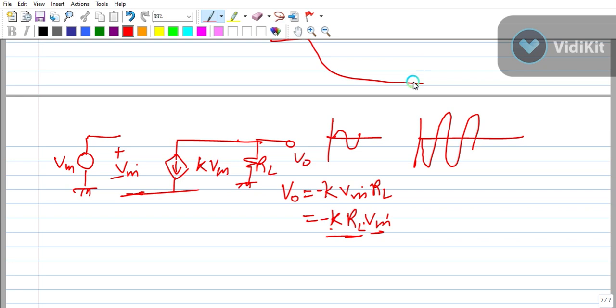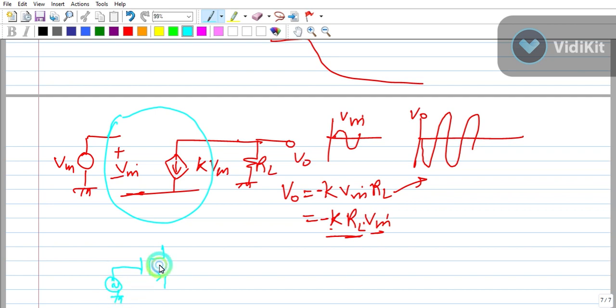So that's why it is like this. This is V out, this is V in. This is a voltage controlled current source, and we can create this with the help of the MOSFET also. MOSFET is also a voltage controlled current source. So we can create it like this. There we can give input, and there is RL and V naught. So this is an amplifier made with the help of the MOSFET.